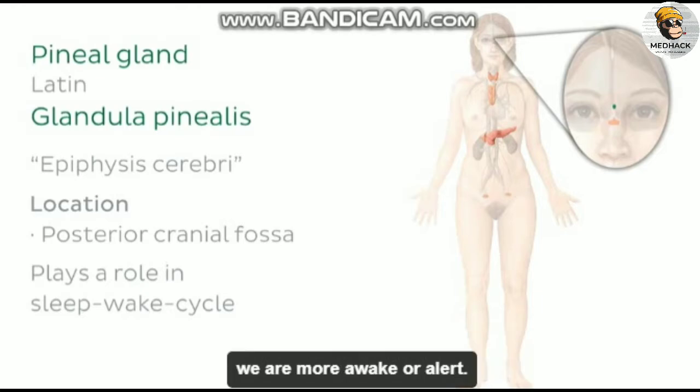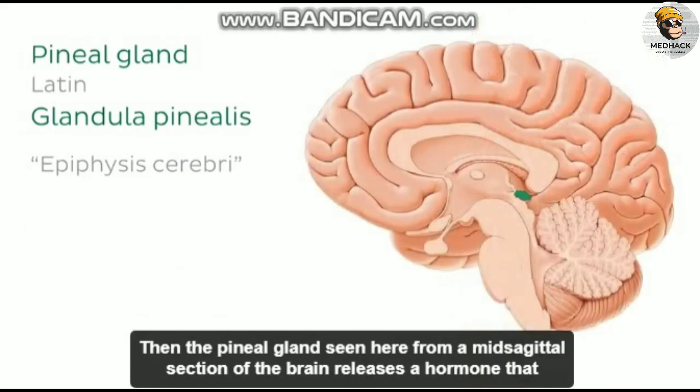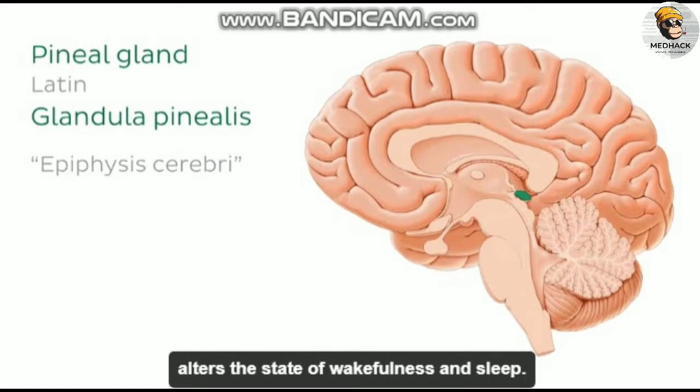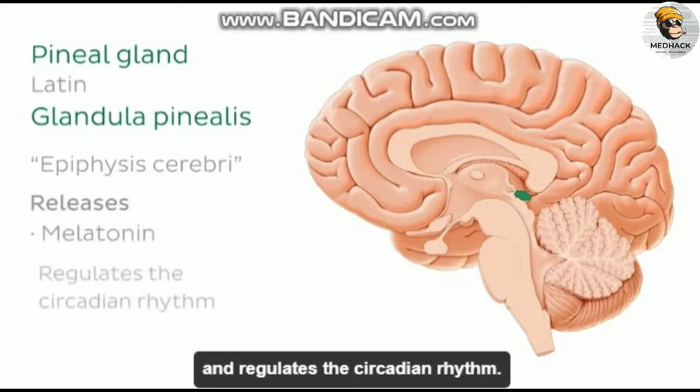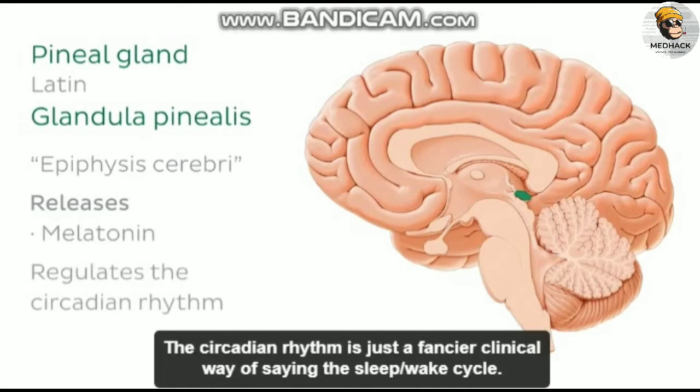more awake or alert. Now the pineal gland, seen here from a mid-sagittal section of the brain, releases a hormone that alters the state of wakefulness and sleep. Although it's a really tiny structure, this gland releases a hormone called melatonin and regulates the circadian rhythm. The circadian rhythm is just a fancier clinical way of saying the sleep-wake cycle.